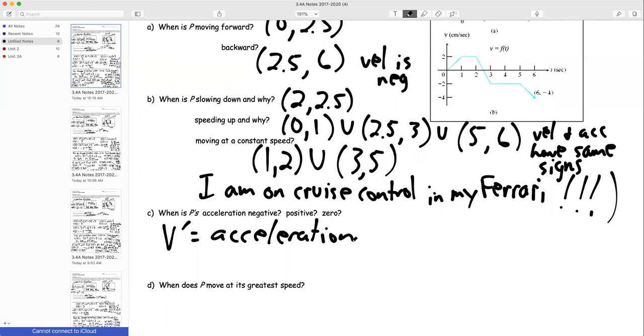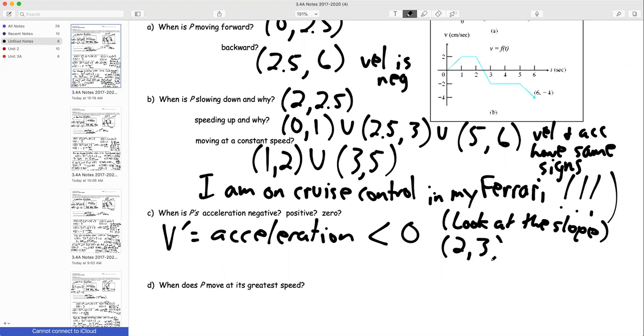And I want to know when this is negative. So look at the slope. So when does my velocity graph have a negative slope? Okay, 2 to 3. Any others? 5 to 6. And then it also asks when V prime is positive. So I'm looking at when the velocity has a positive slope, which is 0 to 1.